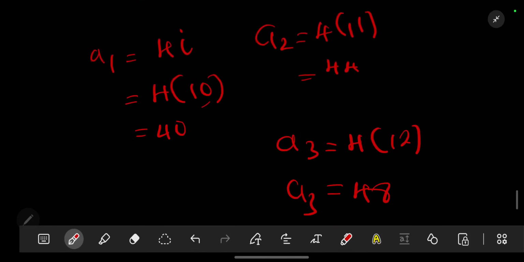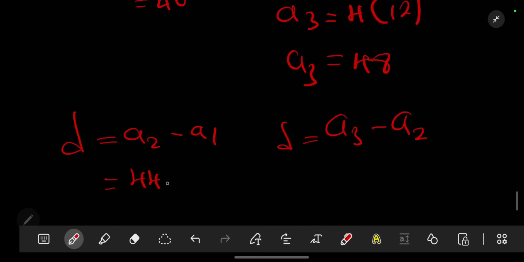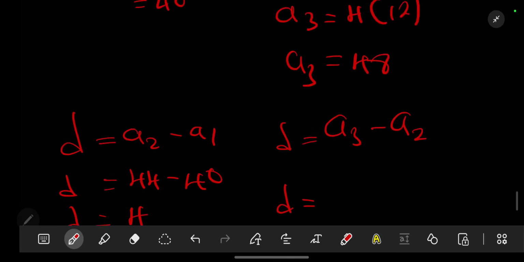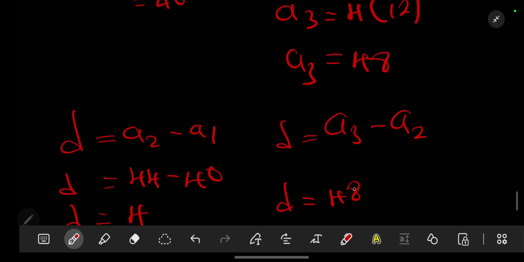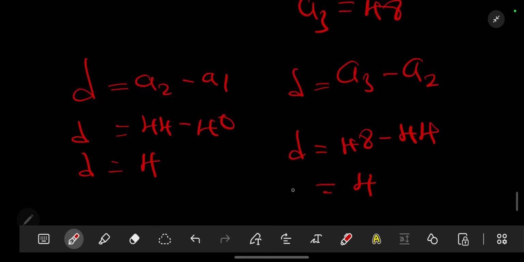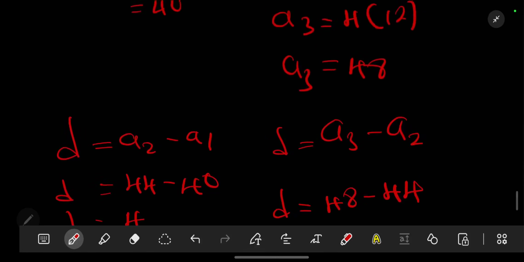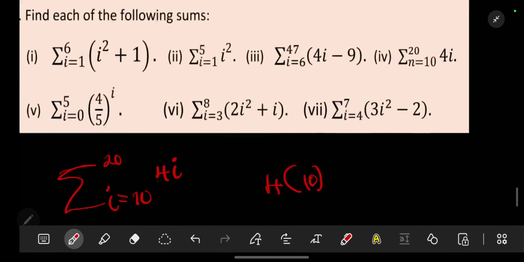So our D is equal to 44 minus our A1, which is 40. D should be equal to 44 minus 40, which will give us a value of 4. Our D should also be equal to A3, which is 48, minus A2, which is 44. This is still going to give us a 4. So this is our difference.